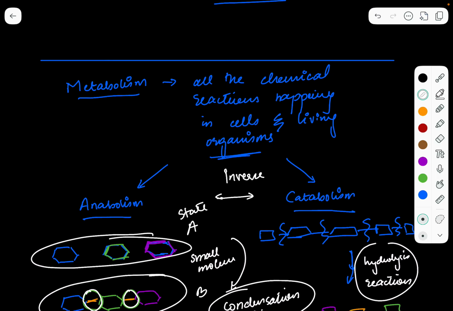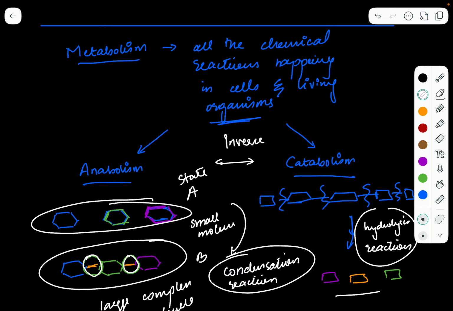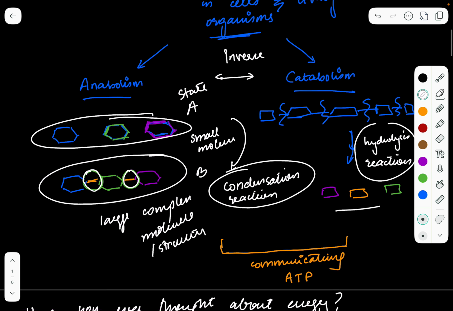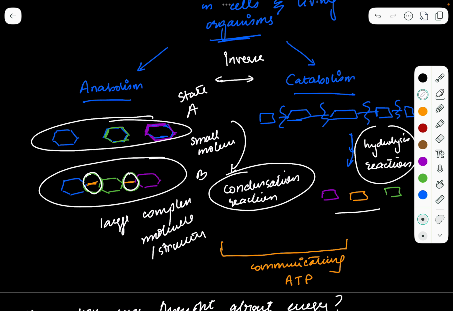There's anabolism and catabolism, where anabolism is the formation of large molecules from smaller units, and catabolism is the breakdown of large molecules into smaller units. And the reactions that are responsible for these two halves of metabolism are condensation reaction for anabolism and hydrolysis reaction for catabolism.